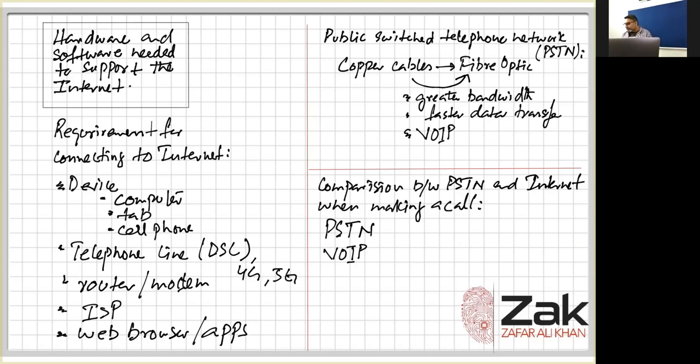So this was one thing. All you need to remember about this topic is that public switched telephone networks were already there. They were the first reason for us to get connected, other than just making a call using our computers and devices. Once these companies like PTCL have transferred from copper cables to fiber optic, they now provide us with greater bandwidth and faster data transfer, which now enables us to have better internet with faster bandwidths and voice over IP.